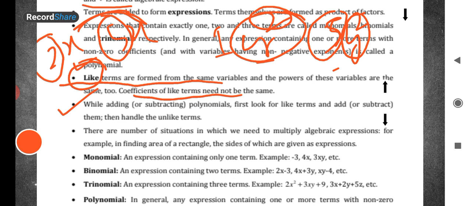Now next point, while adding or subtracting polynomials, first look for the like terms. Meaning to add an expression, what do we have to do? To add a polynomial, we have to first look for the like terms.